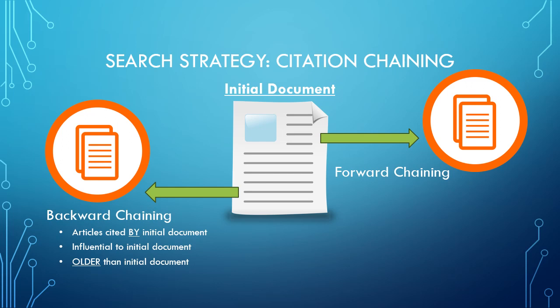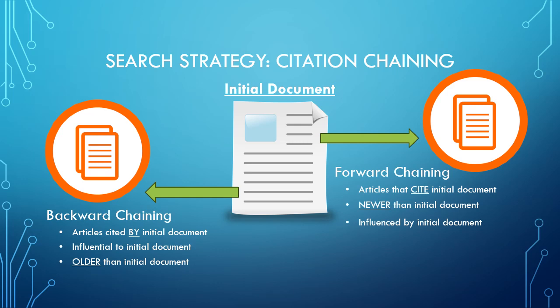One way to find this more recent information is to perform a forward chaining search. In forward chaining, we search for articles that cite our initial document. Forward chaining provides only newer articles, more recent than our original article, and delivers articles that are influenced by our document. We also know that if there are a lot of articles that cite our initial document, that indicates it may be more influential in the field.